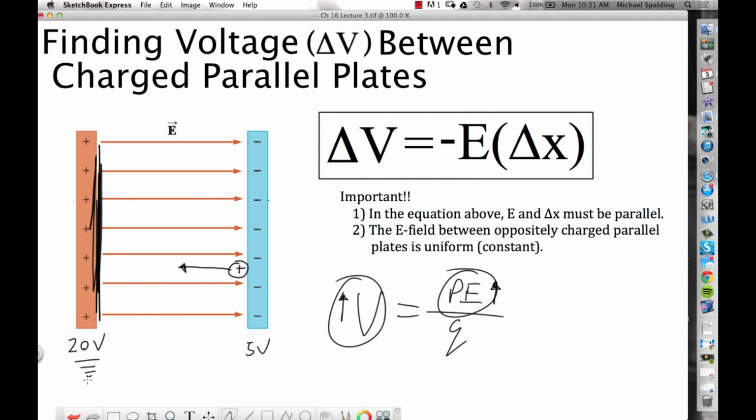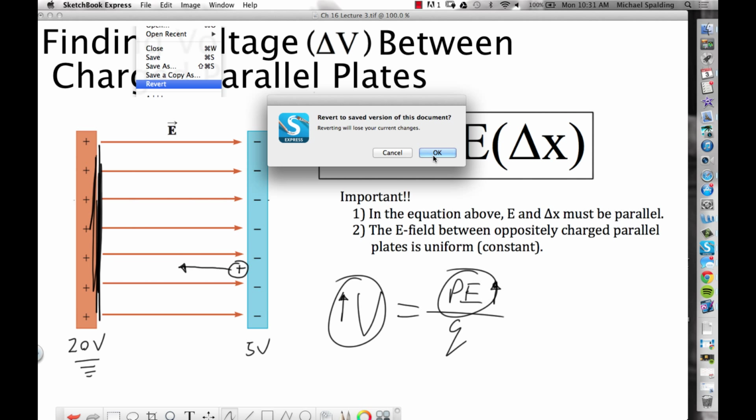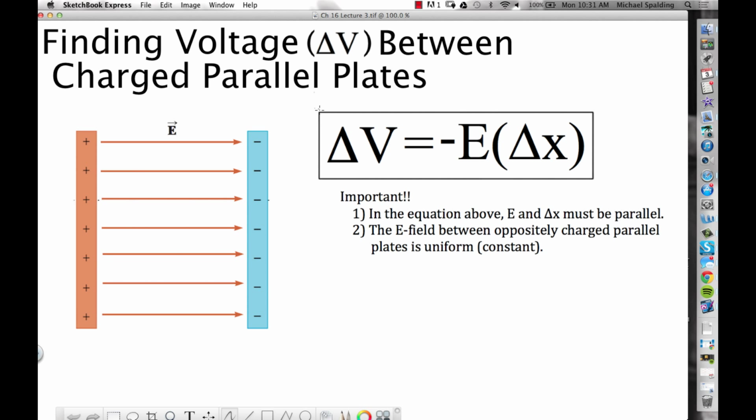Okay? Now, this equation here, so this is new material, this equation can only be used when the electric field is constant. And where's the only time electric field is constant? When you're between oppositely charged parallel plates. So if I told you that this electric field were 100 Newton per Coulomb, everywhere in there, the electric field is the same.